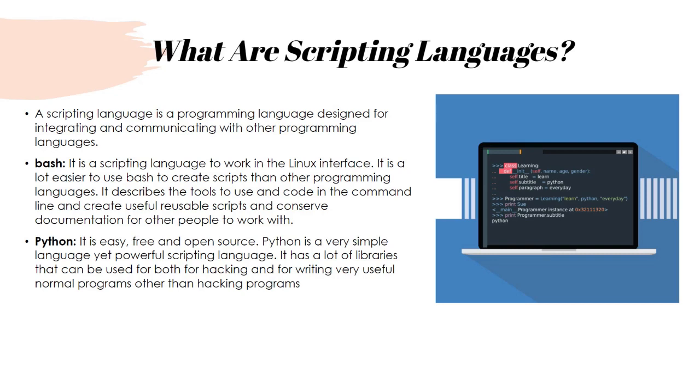The two main ones that we're going to be using here are Bash, which is the scripting language within the Linux interface, and Python. This is the free, open source language that is the most widely used in the ethical hacking industry. It has a ton of libraries that can be used both for hacking and for writing very useful programs. Python can be used for a ton of different things. However, for purposes of this course, we're going to be using it to get access to different information and to input different commands.